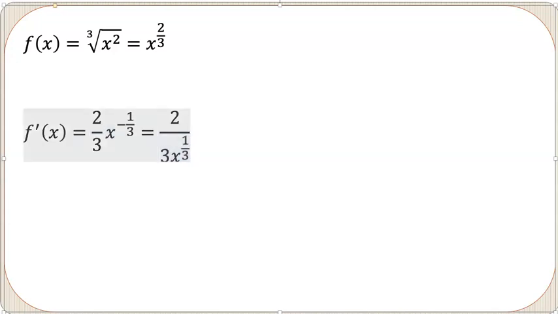And because it's 1 over 3, we can go further. So 2 over 3, but the 1 over 3 is the same as the cube root. So we have cube root, and it's just x in this case. And that's our answer. So 2 over 3 times the cube root of x.